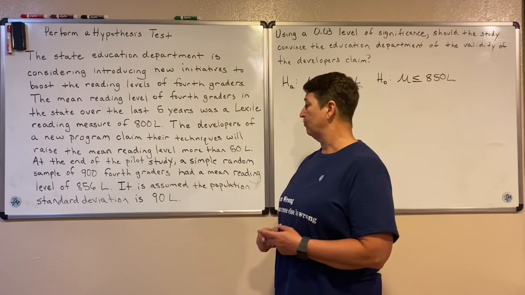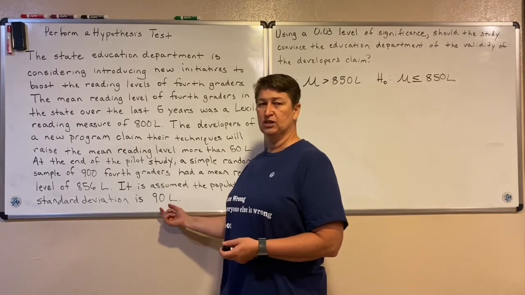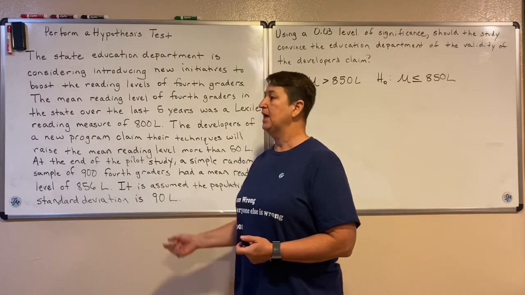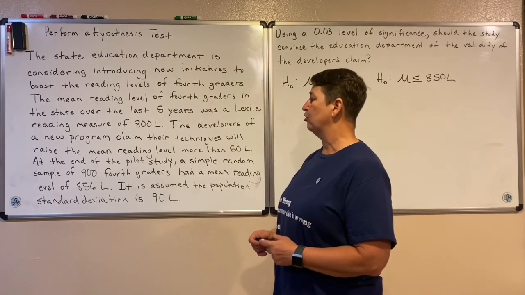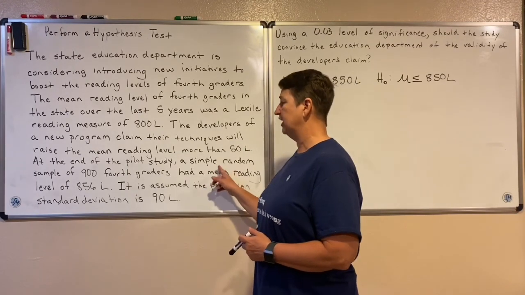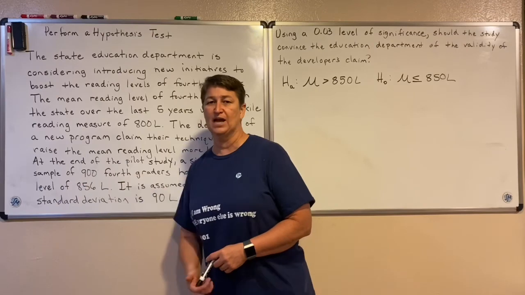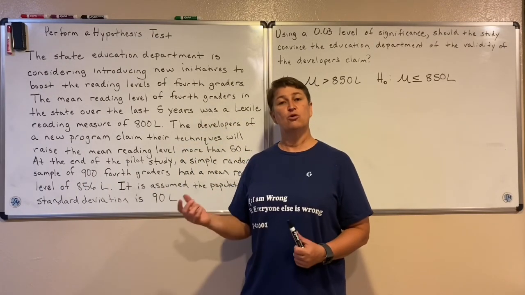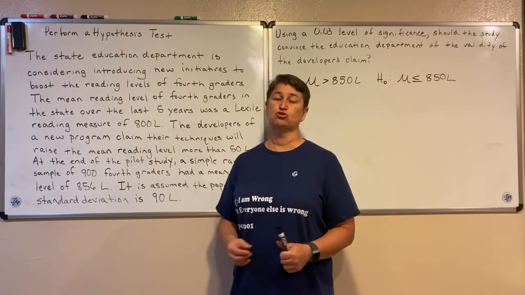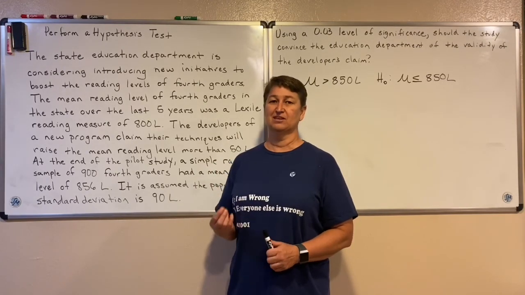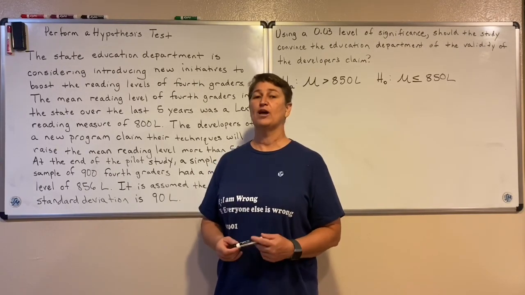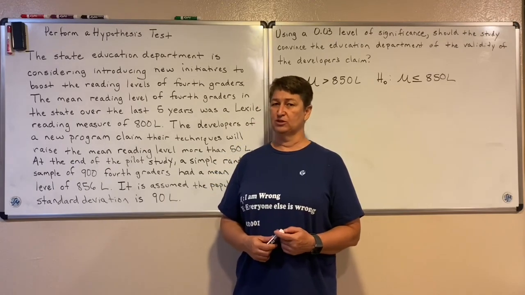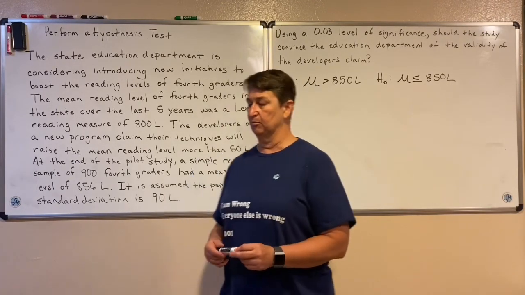We know the population standard deviation. It's assumed to be known. And we've performed a simple random sample so that each member of the population had an equal chance of being chosen as part of the sample. So we can use a normal distribution. We know that the test statistic is going to fall into a normal distribution. That sampling distribution is going to be normal.